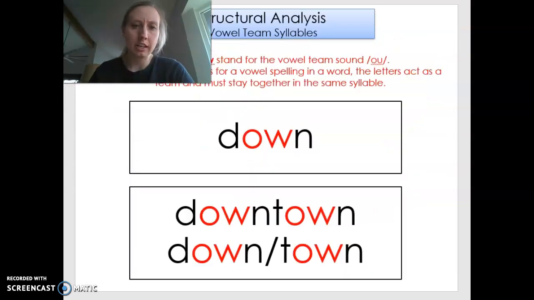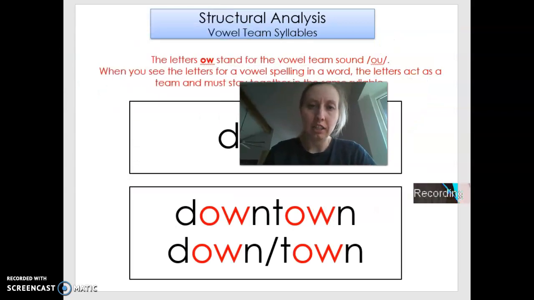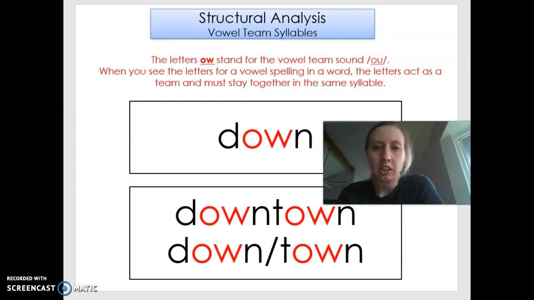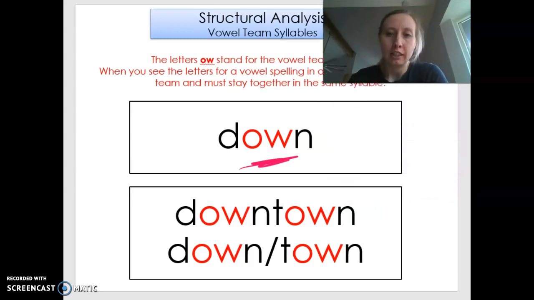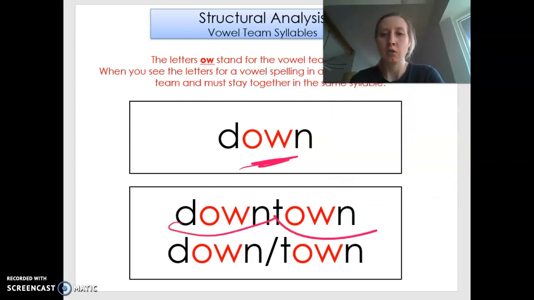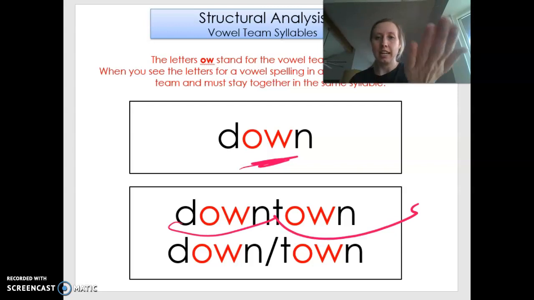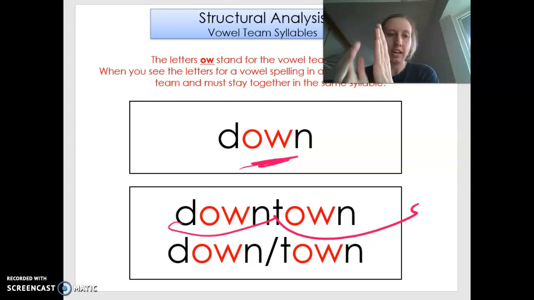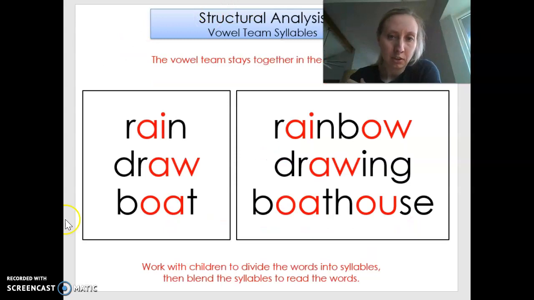Okay, so right now we're going to talk about the letters OW, which stand for the vowel team sound. It can be ow or o, but today we're talking about ow. When you see the letters for a vowel spelling in a word, the letters act as a team. So OW stays together. Let's read this: downtown. It's a compound word. Put it together: downtown.